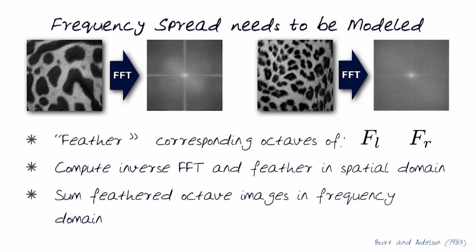So recall again, what I'm really interested in saying is we want to do this feathering, but we want to do this for the corresponding octaves. In the Fourier domain, we want to compute the inverse Fourier transform. And this basically allows us to do this by summing the different octave images in the frequency domain and allows us to generate a smooth image.